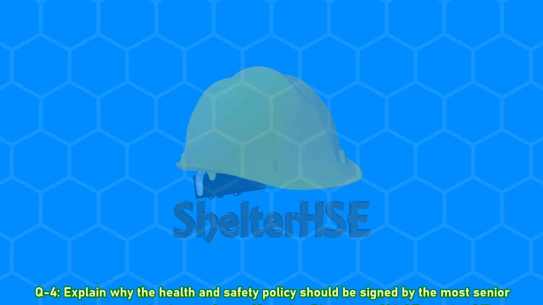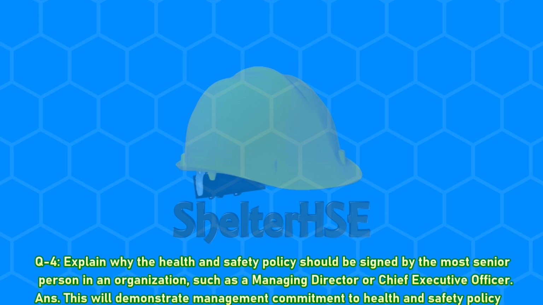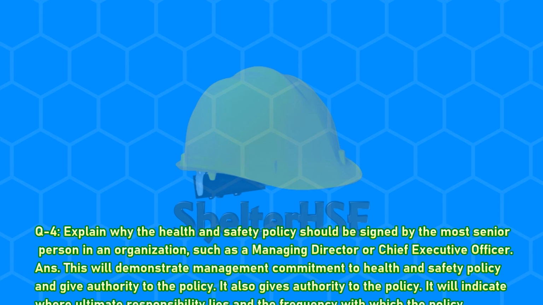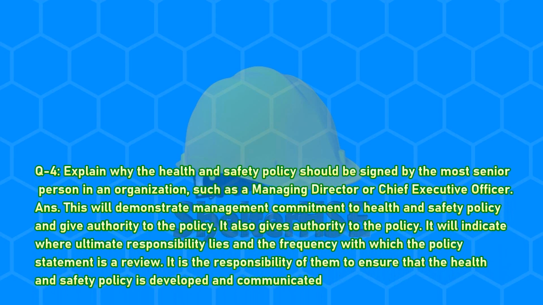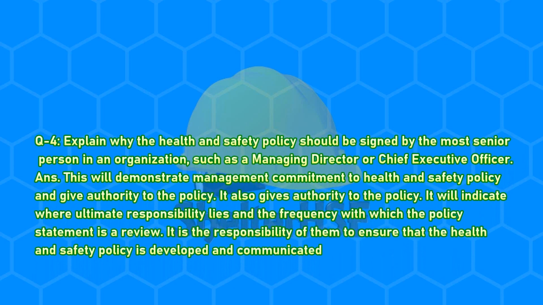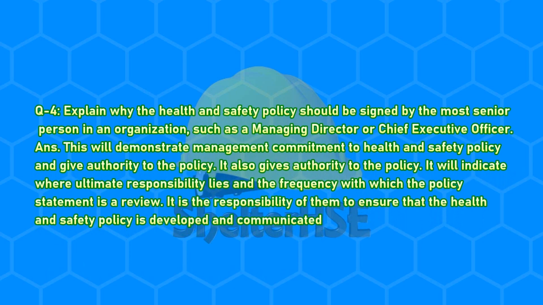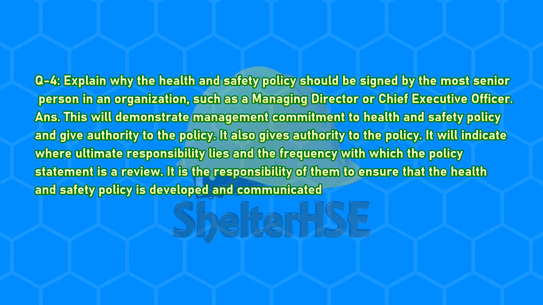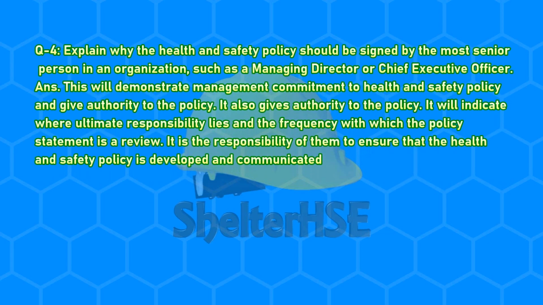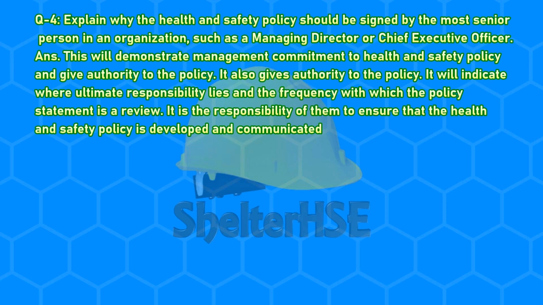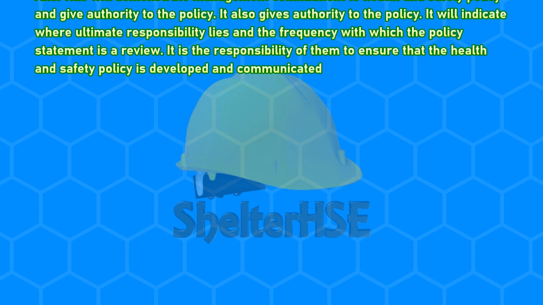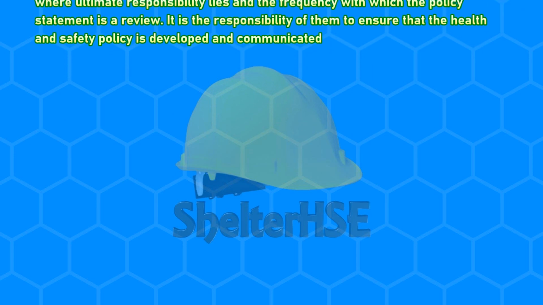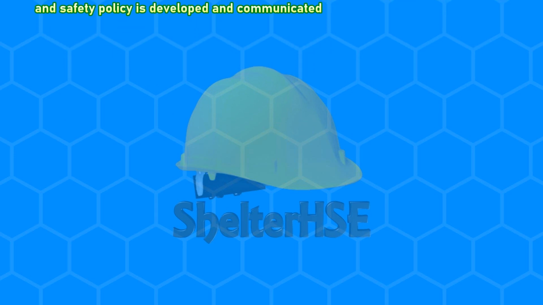Question 4. Explain why the health and safety policy should be signed by the most senior person in an organization, such as a managing director or chief executive officer. Answer. This will demonstrate management commitment to health and safety and give authority to the policy. It will indicate where ultimate responsibility lies and the frequency with which the policy statement is reviewed. It is their responsibility to ensure that the health and safety policy is developed and communicated.